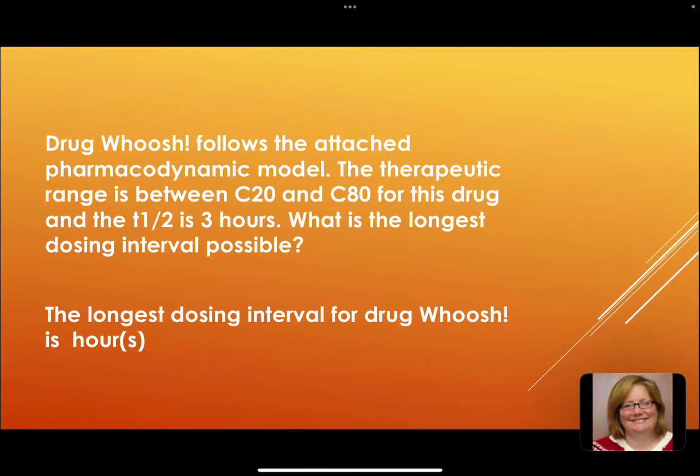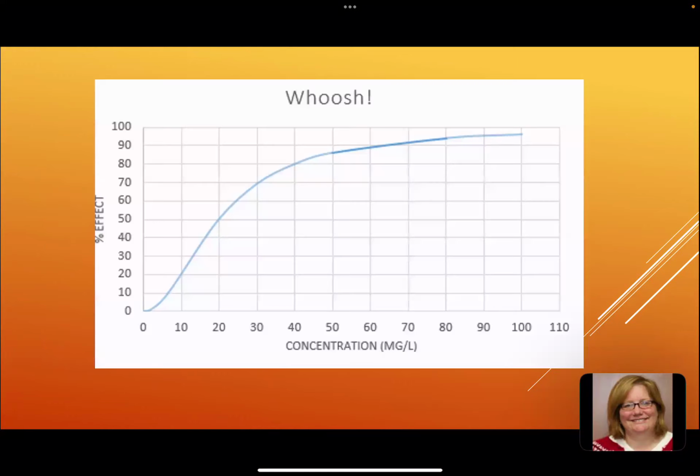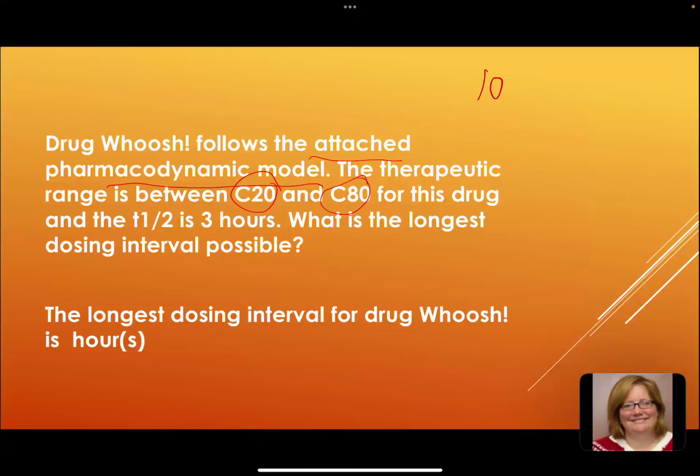Drug whoosh follows the attached pharmacodynamic model. The therapeutic range is between C20 and C80. So what's the therapeutic range? C20 is 10, C80 is 40. So we're between 10 and 40. Yes, everybody good with that? So the therapeutic range is between 10 to 40 milligrams per liter.